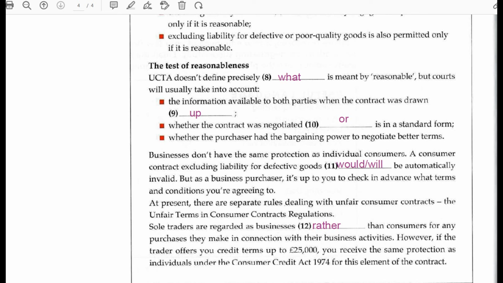Sole traders are regarded as businesses rather than consumers for any purchases they make in connection with their business activities. However, if the trader offers you credit terms up to £25,000, you receive the same protection as individuals under the Consumer Credit Act 1974 for this element of the contract.